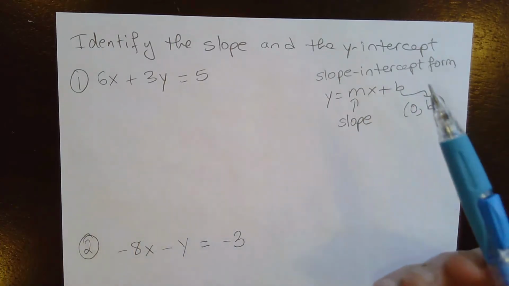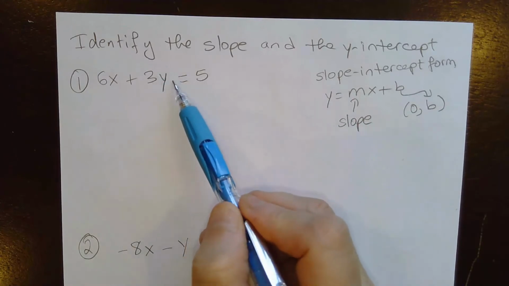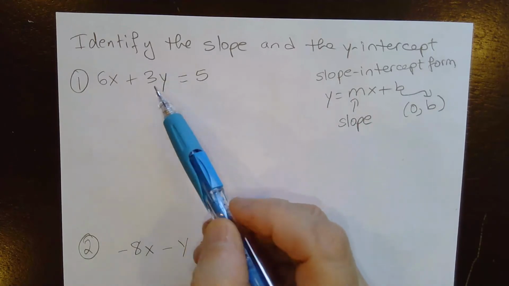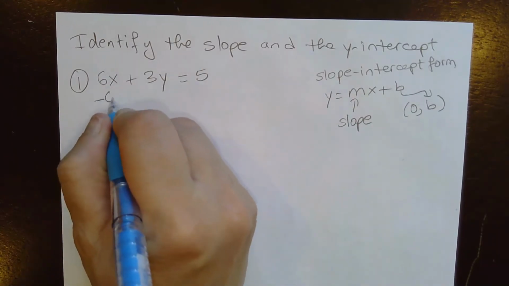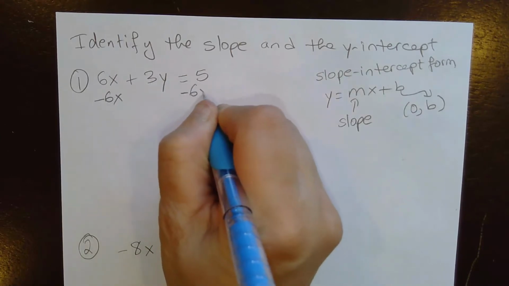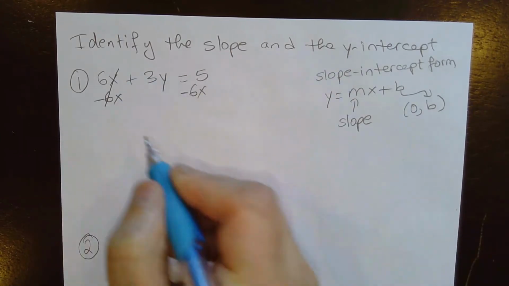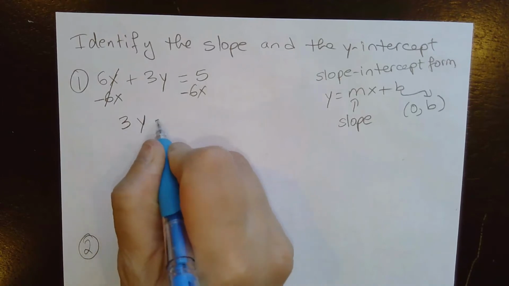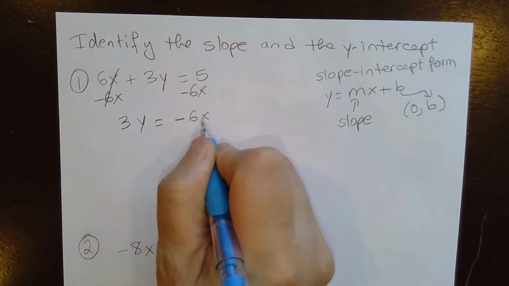So we need to solve for y. We need to isolate y on one side. So we subtract 6x on both sides. This will cancel. You end up with 3y equals negative 6x plus 5.